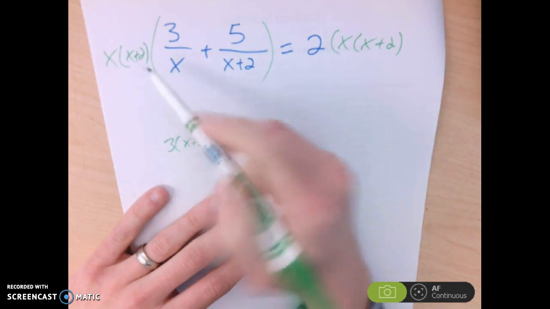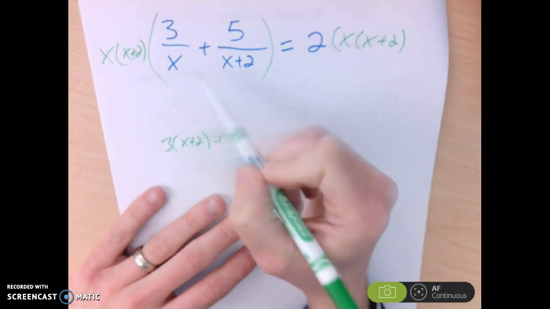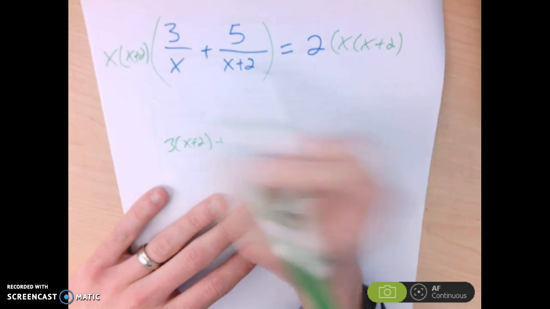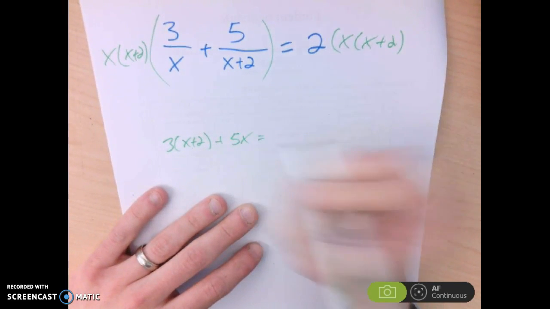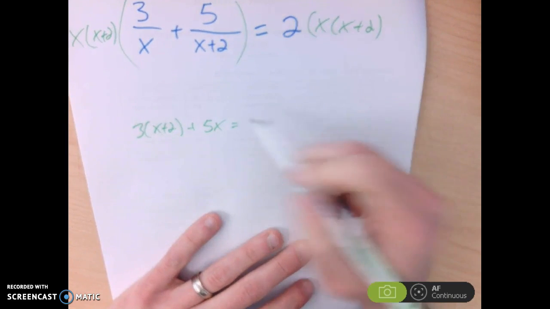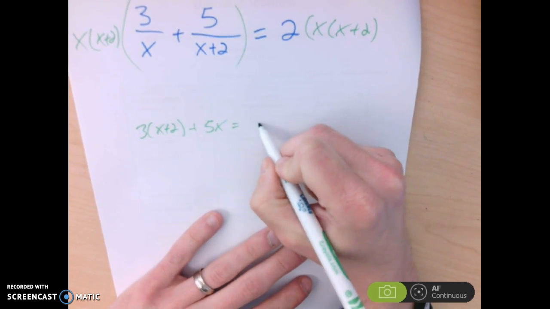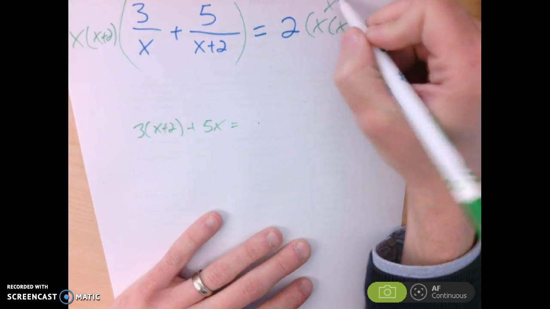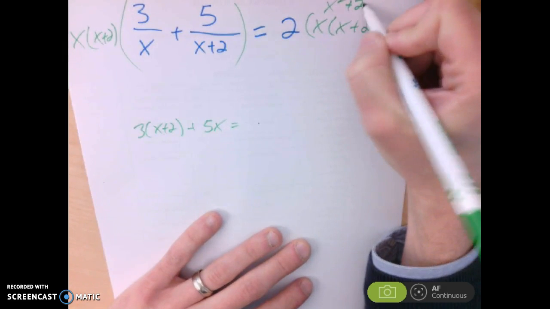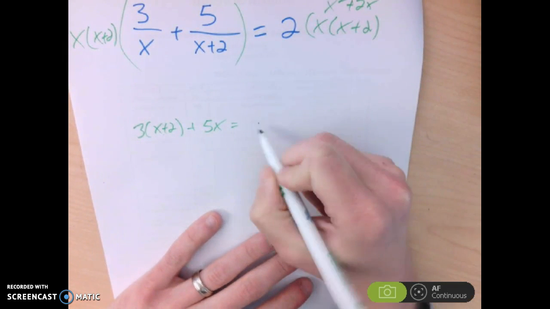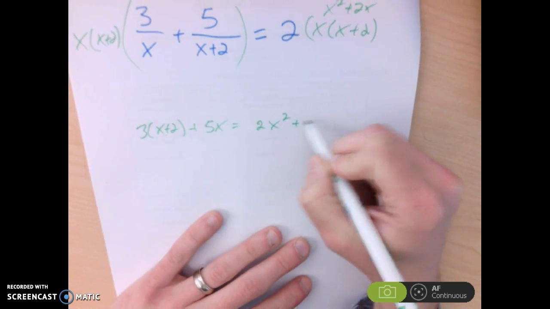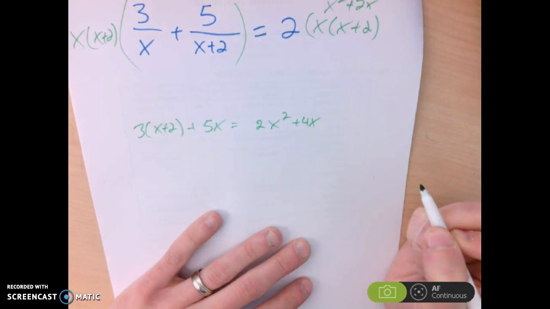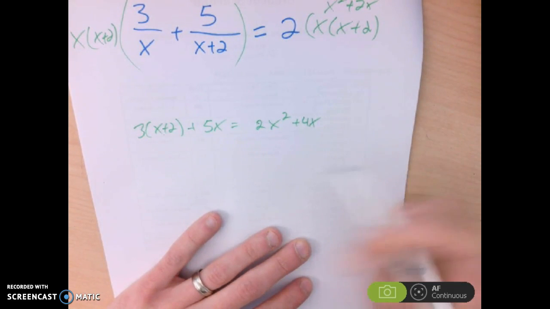Plus, now if I multiply 5 over x plus 2 by x times x plus 2, the x plus 2's will cancel out, so I'll get 5x. Okay, and then if I multiply this, I'll get, let's see, what is this? This is x squared plus 2x. So then I'll get 2x squared plus 4x. Okay, and now I see that I have an x squared, so I know that it's going to be quadratic.